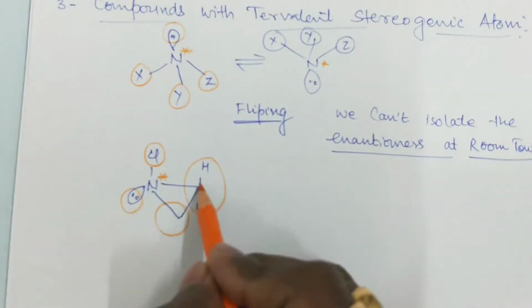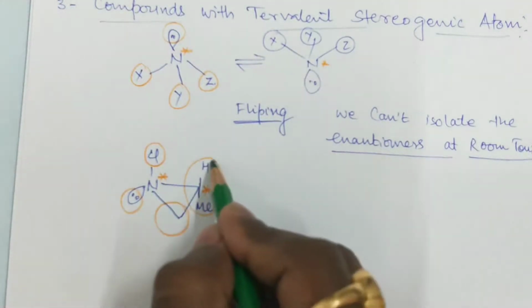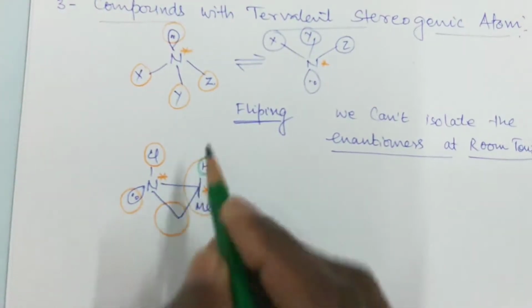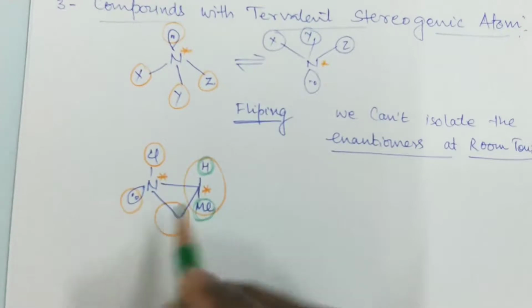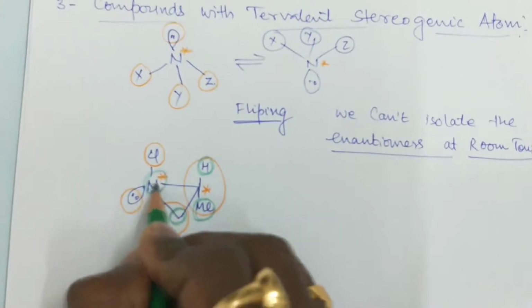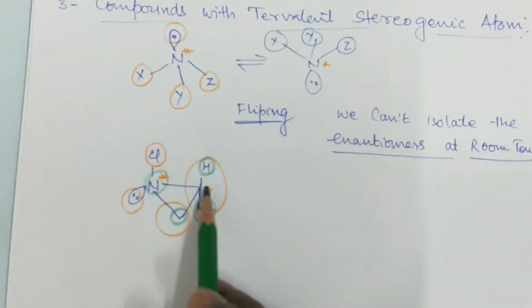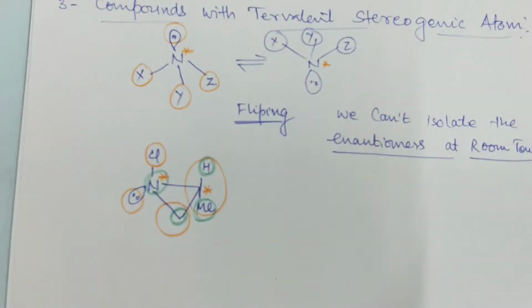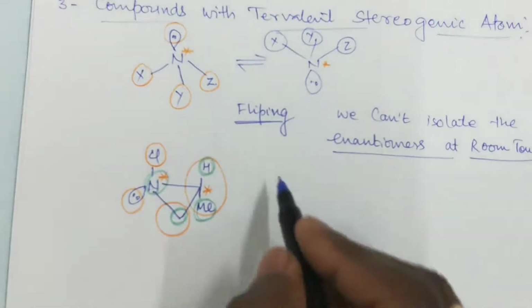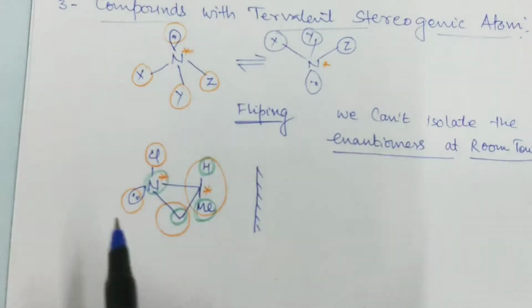And here, this carbon is also stereogenic because, see, how is carbon stereogenic? Hydrogen is one group, methyl is the second group, this carbon is the third group, and this nitrogen is the fourth group. So here you have two stereogenic atoms. One is carbon and the other is nitrogen, right? So in this situation, you can isolate the enantiomer due to this nitrogen, right?